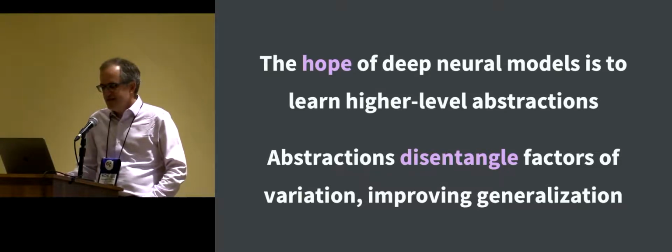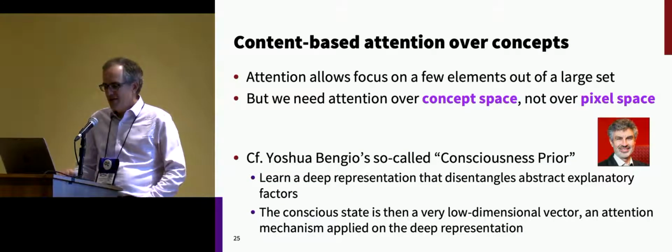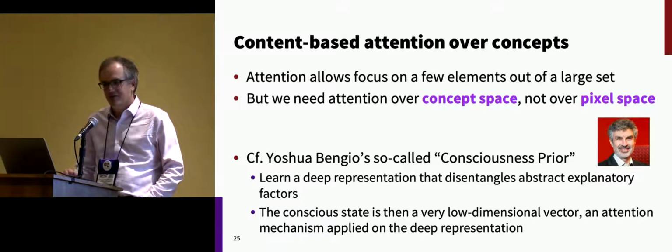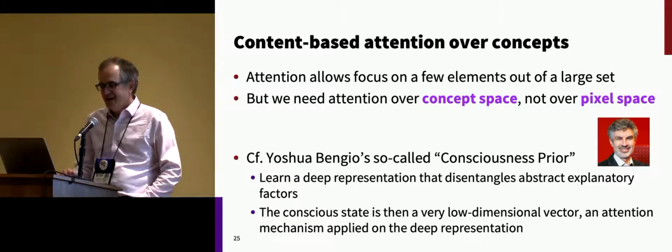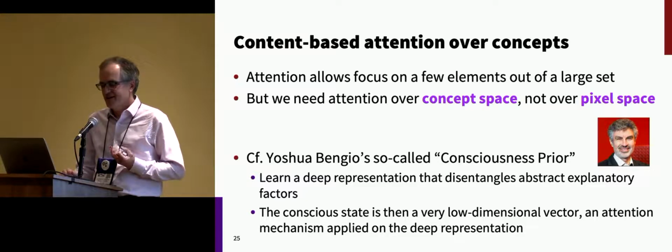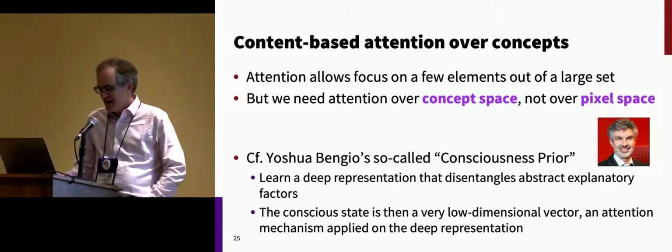In particular, a very powerful notion has been attention, which has been super useful over a lot of deep learning models. But what seems like a very good idea for pushing to these abstracted visual representations is to have attention not over images, over pixel space, but rather attention over a concept space. And that's the kind of model that I'm going to talk about in a moment.